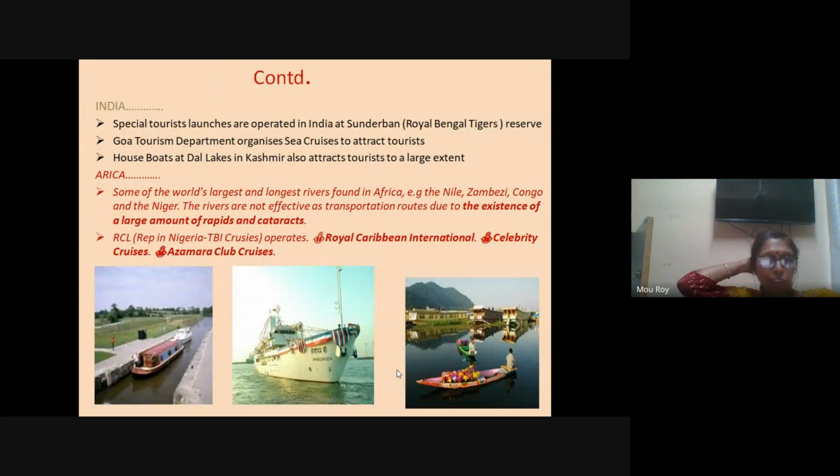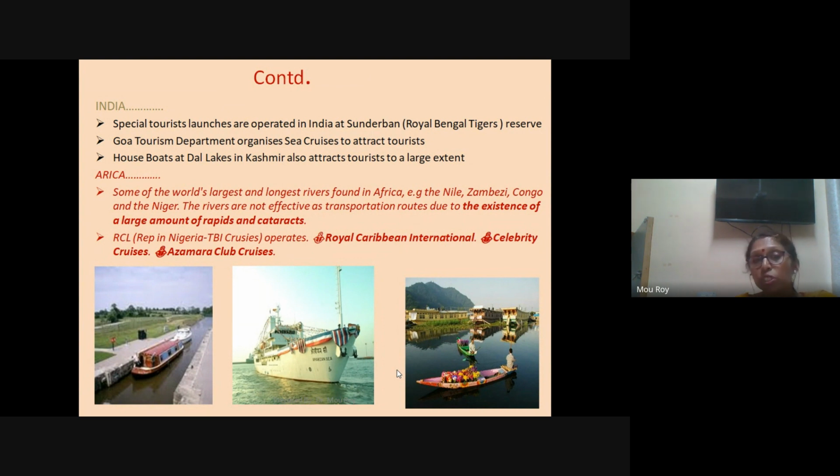Here some special tourist launches are operated in India at Sundarban. It is in West Bengal, a state in India where you'll find Royal Bengal Tigers. It's basically our wildlife sanctuary known as Sundarban Reserve.